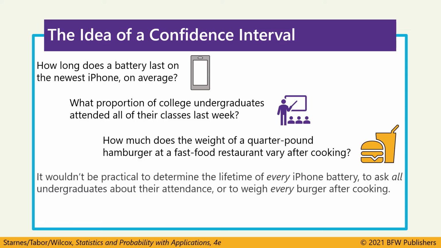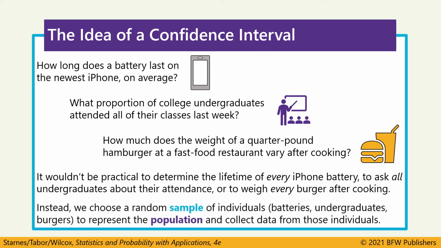Now, these are population parameters because we're talking about all iPhones or all college undergraduates. However, it's very impractical to go out and measure the battery life of every iPhone or to ask all undergraduates about their attendance, etc. So instead, what we do is we choose a sample of individuals and we use that to represent the entire population. This is called inferential statistics, where we're using a sample to make an inference or some kind of educated guess or estimate about an entire population.